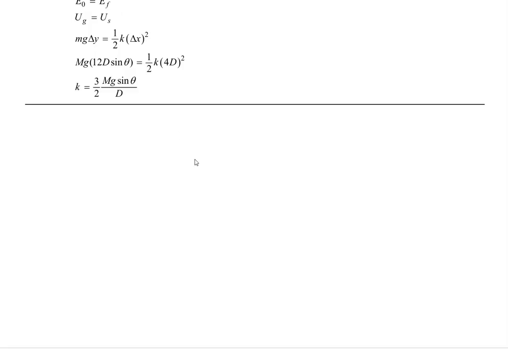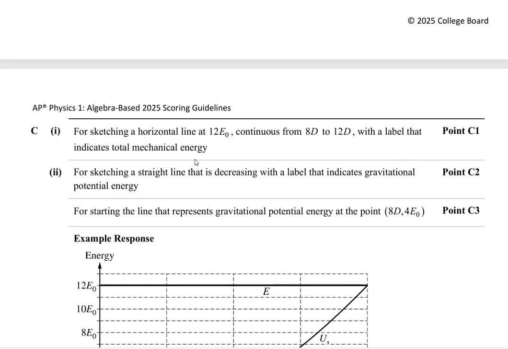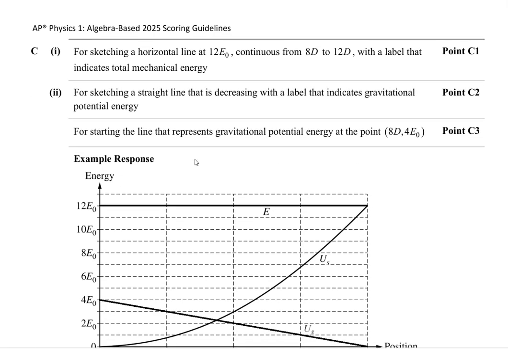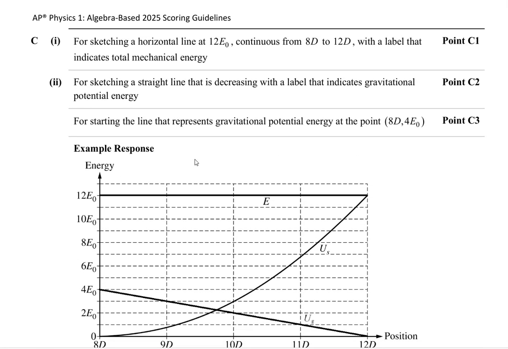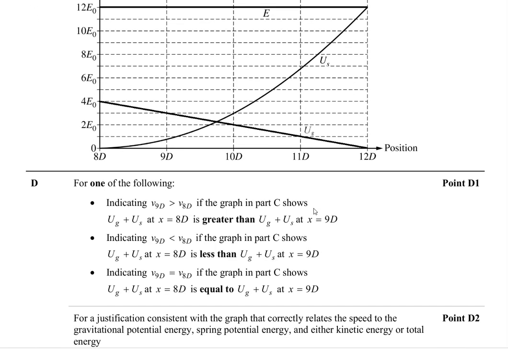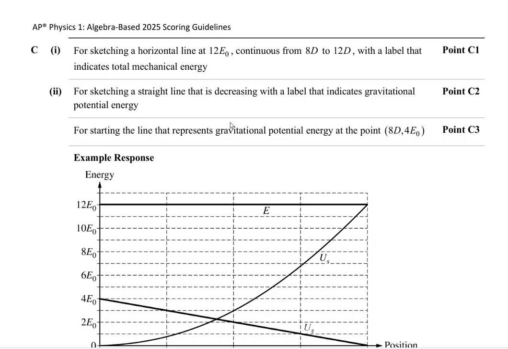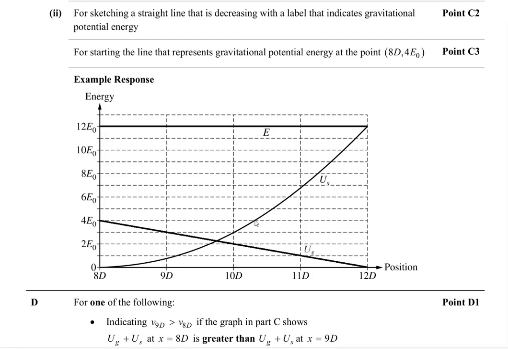How do we get points on this one? Let's see. For sketching a horizontal line that is continuous. Cool. For sketching a line that is decreasing with a label that indicates gravitational potential energy. So did you draw something that goes down? Give yourself a point. All right. But then did you draw it correctly? For a straight line that represents gravitational potential energy, did you draw it correctly? So again, it's 2 out of 3 points you should be getting. Even if you drew a curve, it's okay, but you didn't do it correctly. Notice they are labeled. There you go.